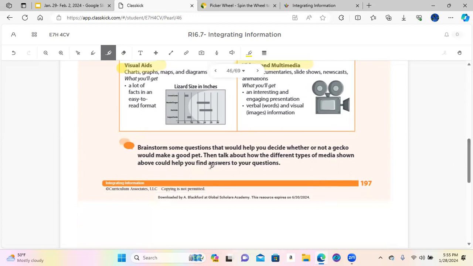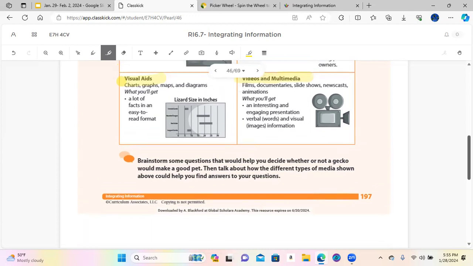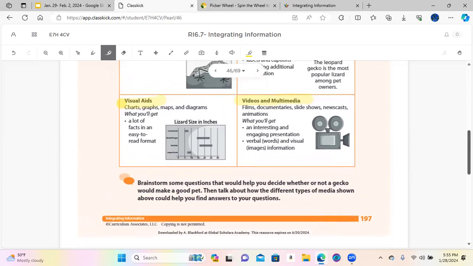So it says brainstorm some questions that would help you decide whether or not a gecko would make a good pet. Then talk about how the different types of media shown above could help you find answers to your questions. So we're going to pause the video and have you work in groups to answer this question.